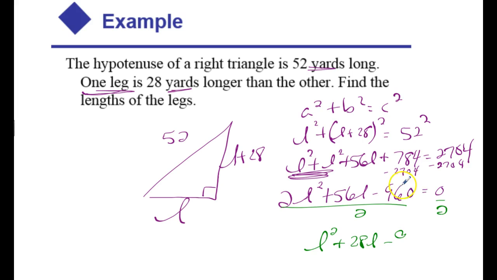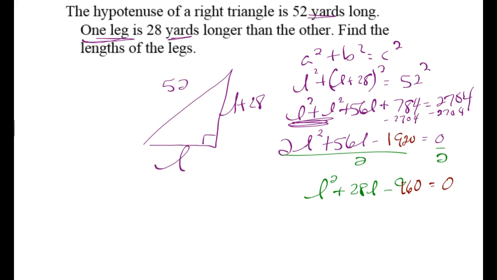I think this number here should have been my 1920. And then when I divide by 2, I'll get the 960. So I'm looking for factors of 960 that differ by 28.